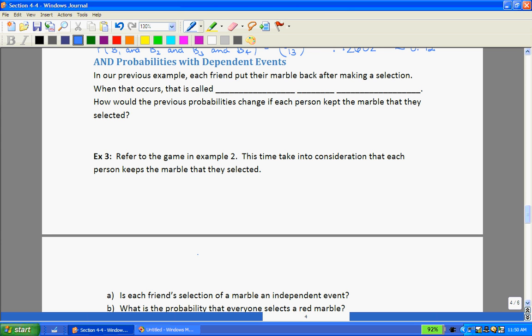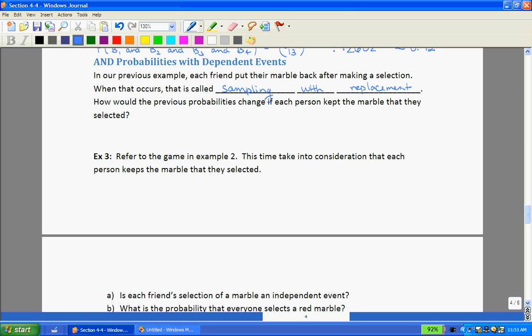Section 4.4 continued. Now let's move on with probabilities with dependent events. In our previous example, each friend put their marble back after making a selection. When that occurs, that is called sampling with replacement. And we mentioned that a little bit before. But what if they kept it? How would the previous probabilities change if each person kept the marble that they selected?